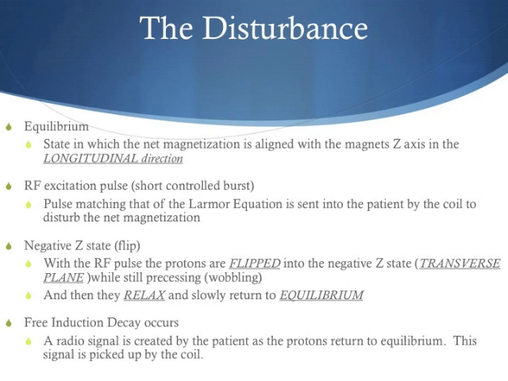During that time, when the RF pulse stops and the proton is starting to be pulled back into the longitudinal direction, free induction decay occurs. A radio signal is created by the protons, by the patient itself, as that proton is returning to the equilibrium or that z-axis. That signal is what we create our MR images off of.